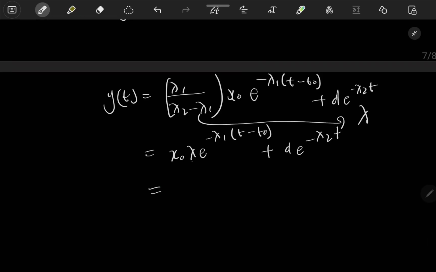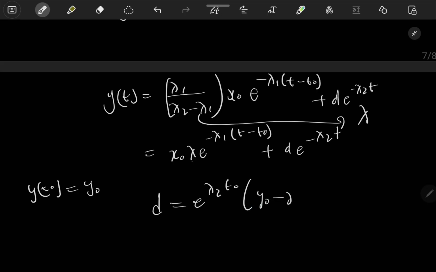We also had another initial value for y, which said y at t naught should give us y naught. So if you use it here, you're trying to get rid of d, right? Because we got another constant. If you do that, you're going to get your d equals lambda 2 t naught y naught minus x naught lambda. Remember what lambda is.